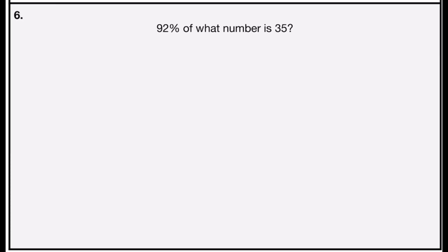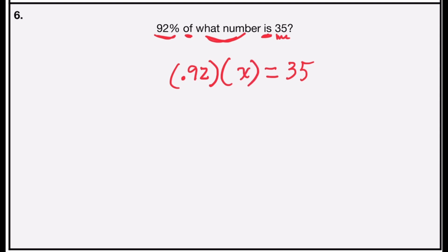Problem number 6 says 92% of what number is 35? So let's translate this into an equation. Here's the word is, that's going to be my equal sign. On the right side of that is just the number 35. Then I'll look for the word of, so that means I'm going to be multiplying 92% times x, which I'll use to write what number. So 92% in decimal form will be 0.92 times the x. 0.92 times x is just 0.92x, and that will equal 35.